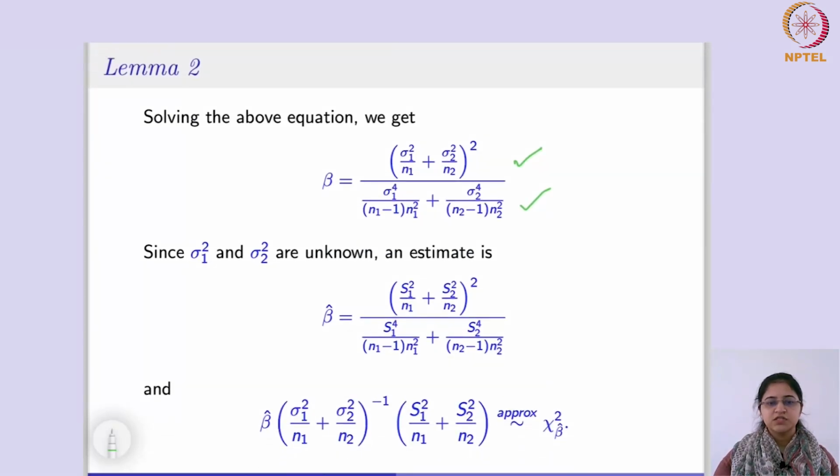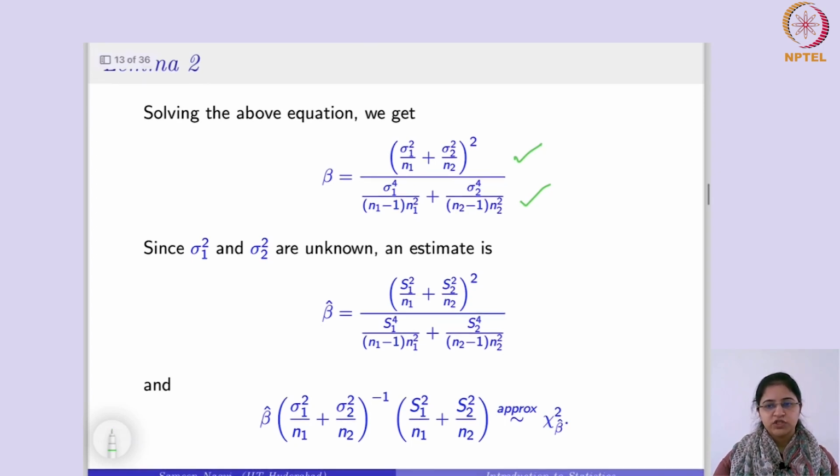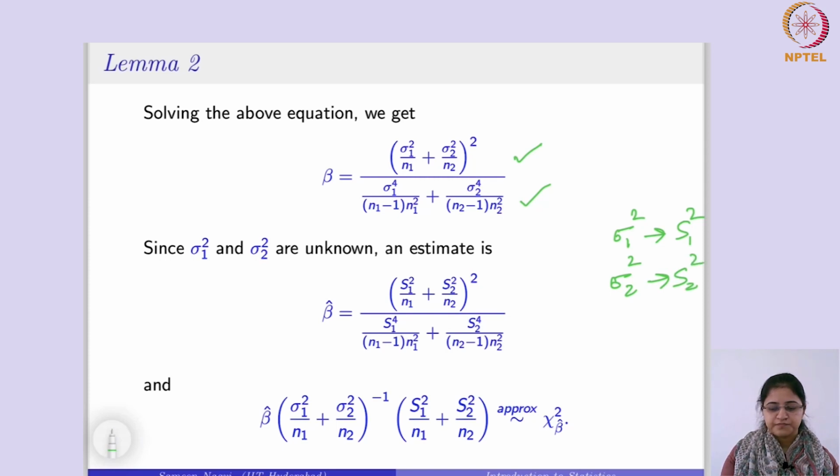Now since these two variances are unknown to us, it means that we have to replace them with their corresponding estimates. So we know that we can estimate your population variance with your sample variance. So everywhere you are replacing sigma 1 square by s1 square and sigma 2 square by s2 square. So here you get s1 square over n1 plus s2 square over n2, and likewise. Okay.